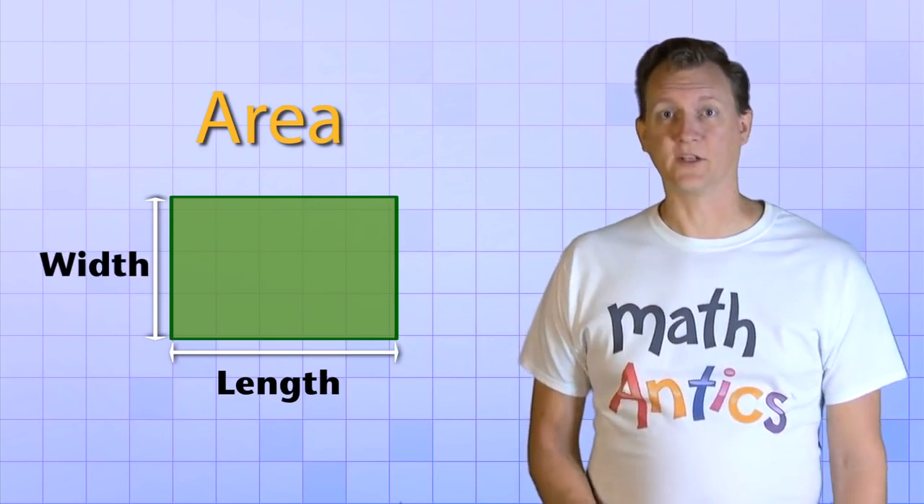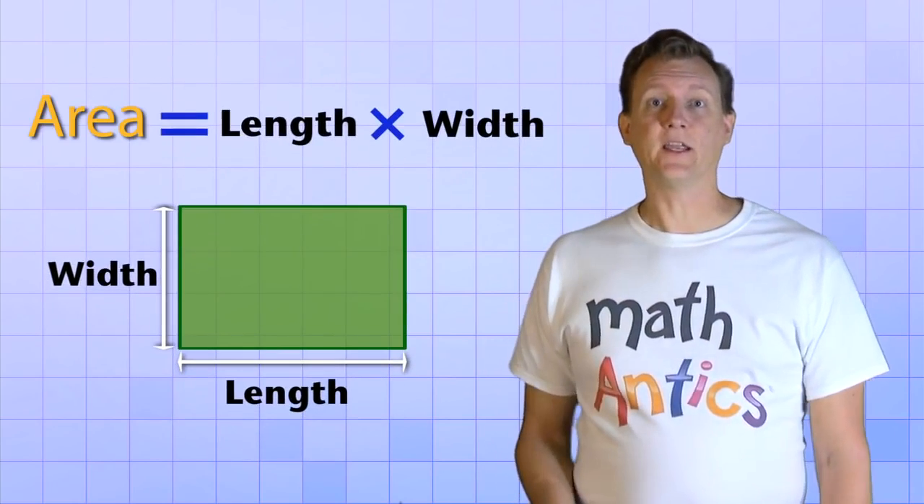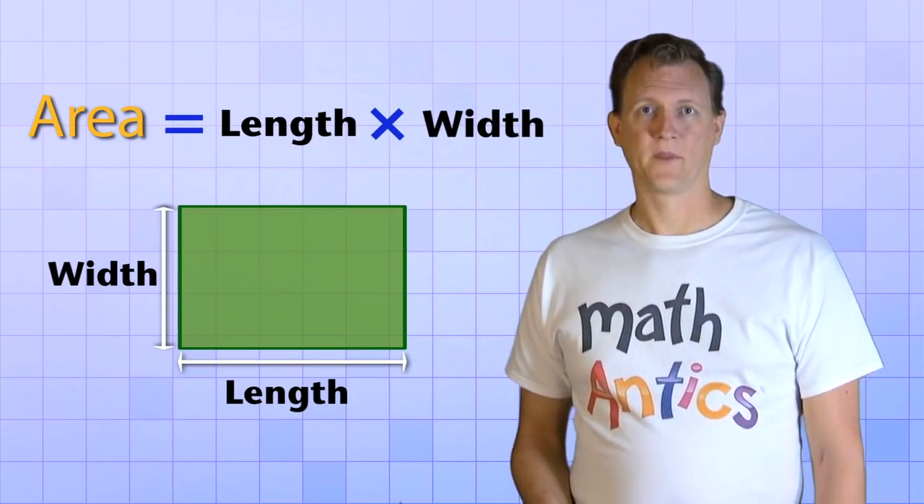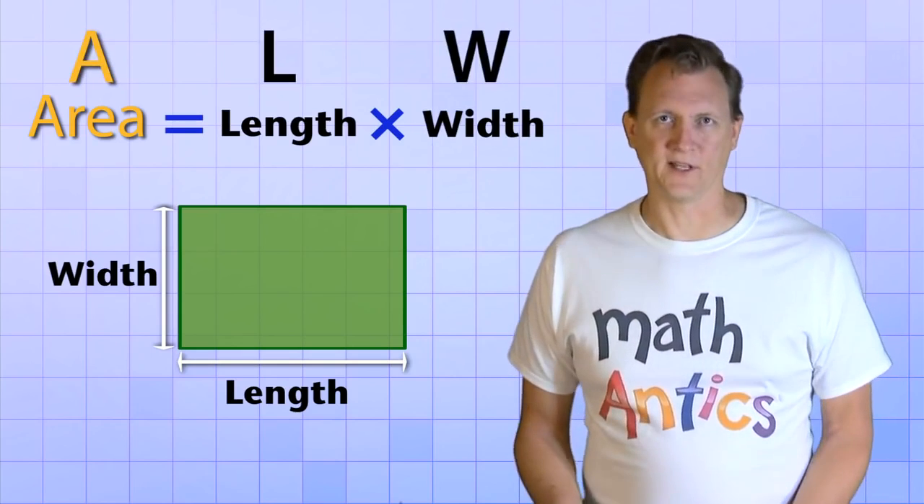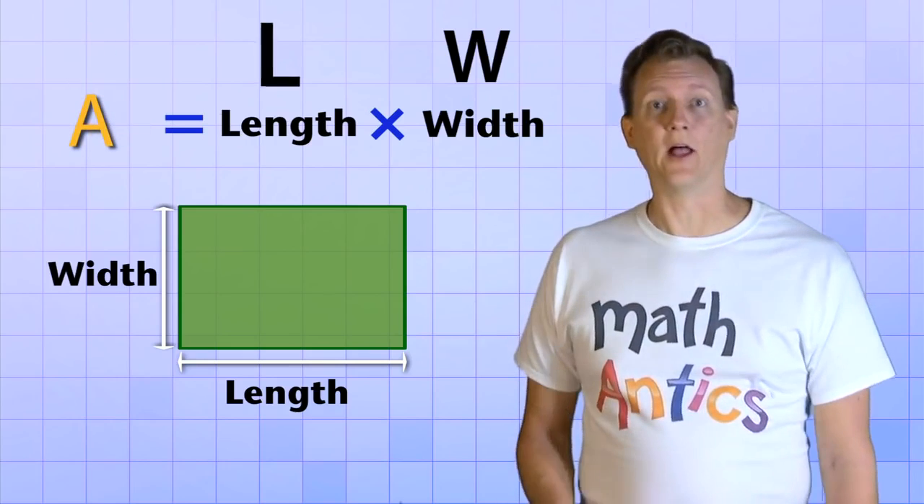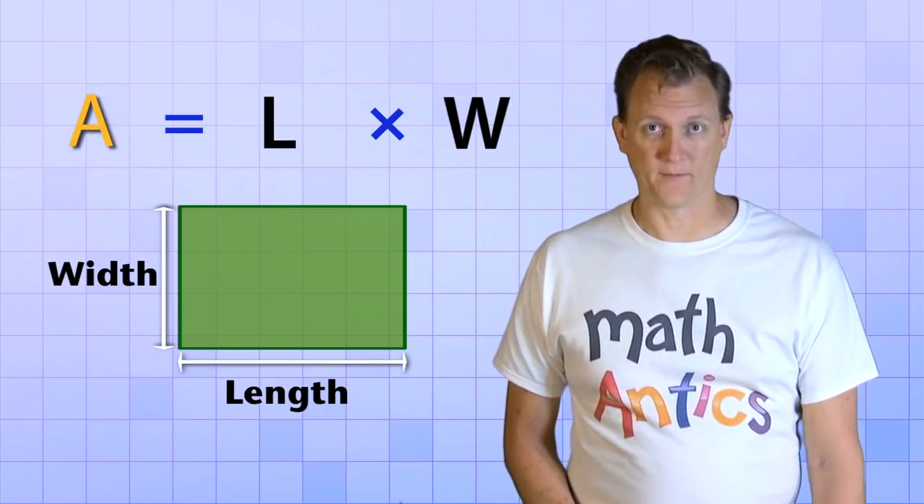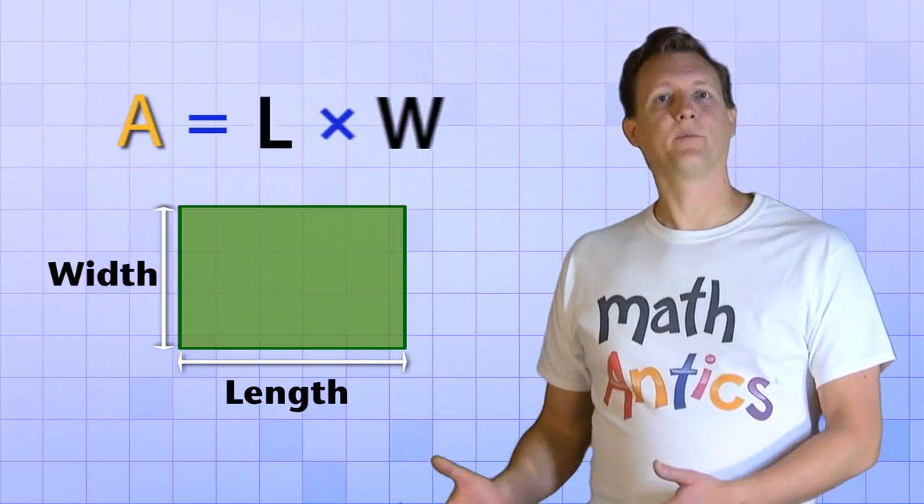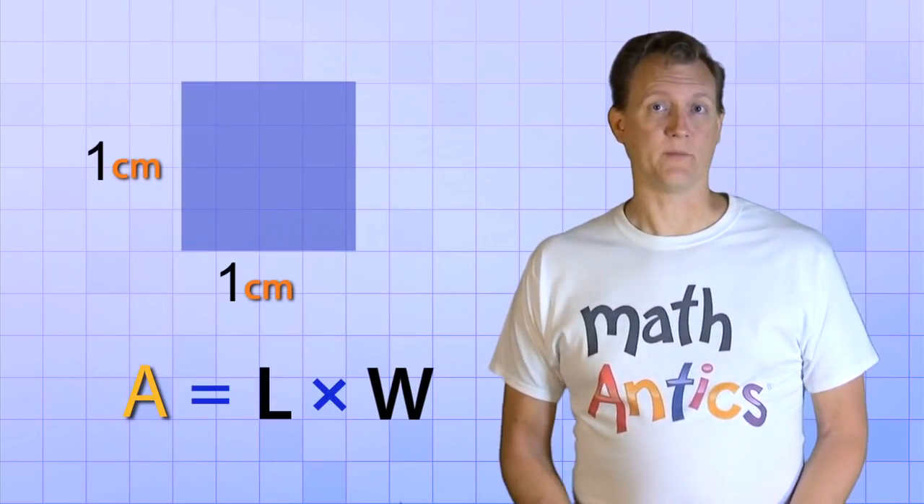So the formula looks like this. Area equals length times width. But it's often written with just the first letters of each word as abbreviations. A for area, L for length, and W for width. So let's see if that formula works for our original square centimeter.